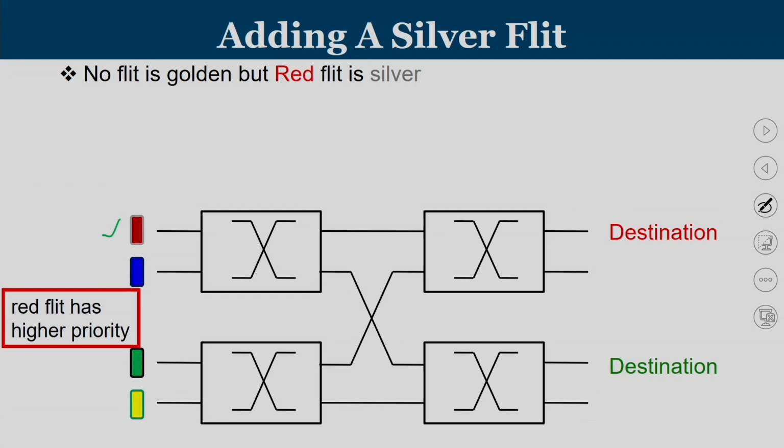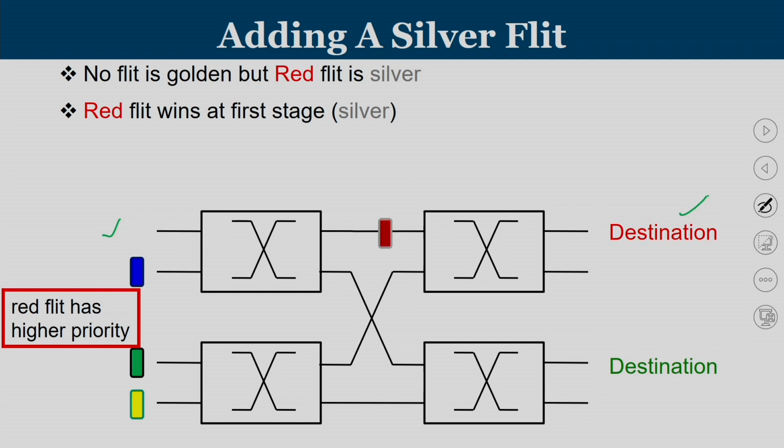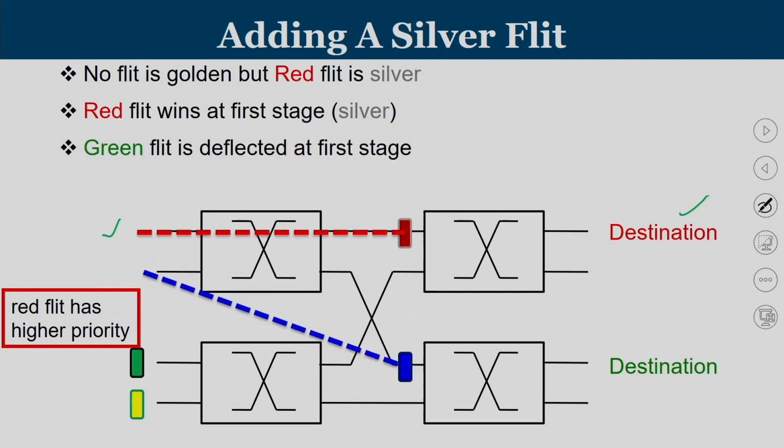Now the red flit wants this as the destination. So the red flit wins at the first stage because it is silver. So the red will go straight, the blue will come down. Let us say the green flit is deflected at the very first stage, just like what we have seen in the previous example. So the green is deflected away, giving way. The yellow is given the productive port and the green is going to come out.